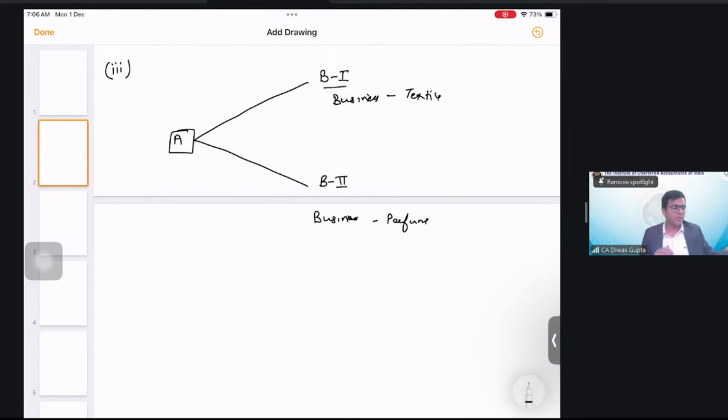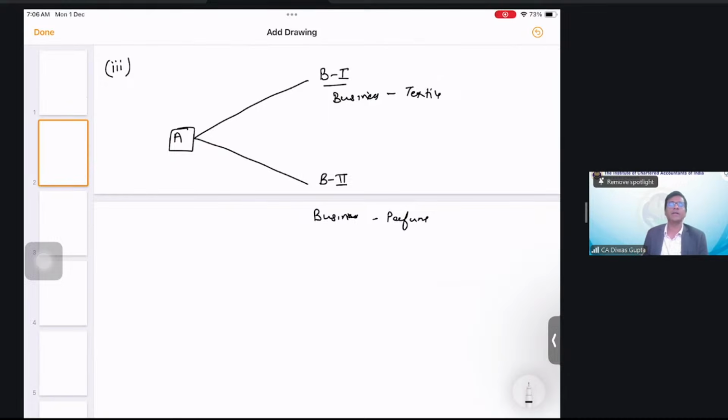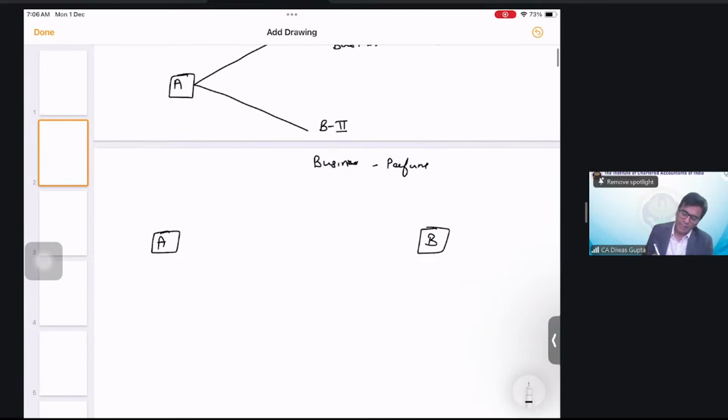Now what happens? A is now planning to form two different companies. One will remain with A and the second will be transformed into B. So what will happen? A will retain, let's say, the B1 business, and B will have the B2 business, right? Which was the perfume business, and here it was the textile business. Now you see, a single company has now split up into two different companies.